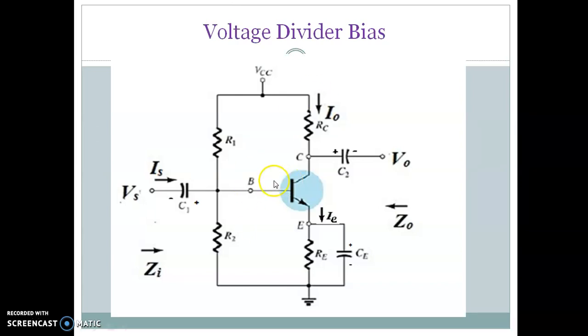Next, coming to your voltage divider bias. So this is a voltage divider bias circuit. Compared to your emitter bias, here the potential at the base is being divided by using a voltage divider circuit. Actually this R1 and R2, they are in series.